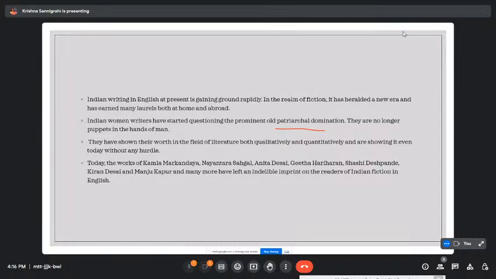So today the works of Kamala Markandaya, Nayantara Saigal, Anita Desai, Geeta Hariharan, Sashi Deshpande, Kiran Desai and Manju Kapoor and many more have left an indelible imprint on the readers of Indian fiction in English. So they have left an indelible imprint, something which cannot be hidden. Where? On the readers of Indian fiction in English.